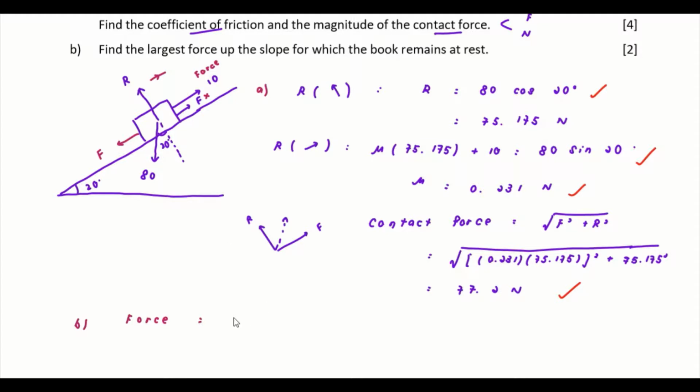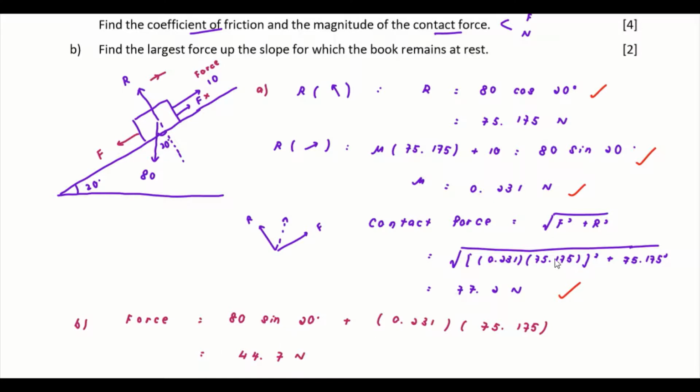So the force will be equal to 80 sine 20, the component from the weight, plus the friction here. Okay, the friction is 0.231 multiplied by the normal reaction, which is still the same, because changing the force wouldn't change anything in this direction. So you just add them up together and you should be able to get 44.7 Newton. Okay, so this is how you get to your answer.